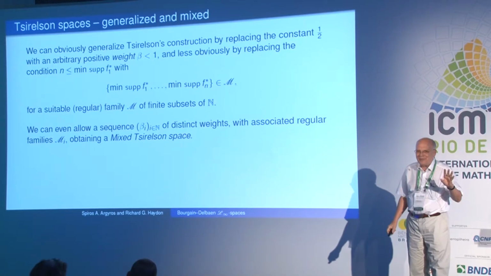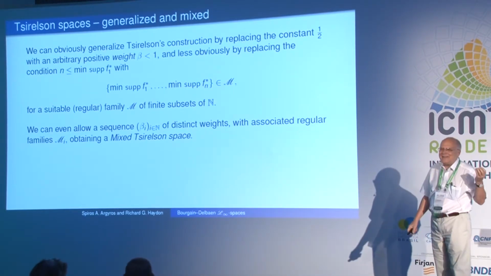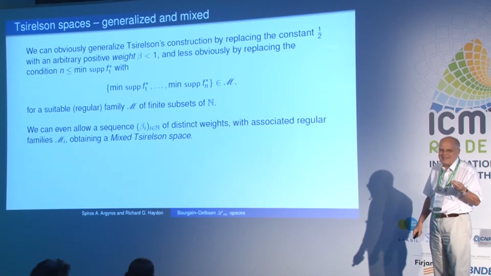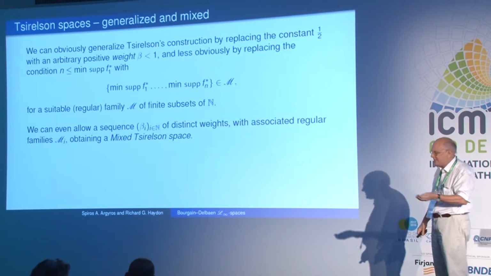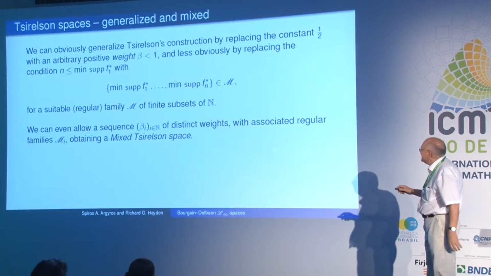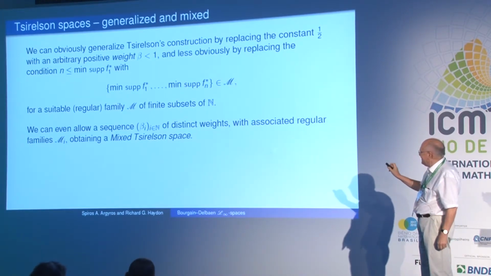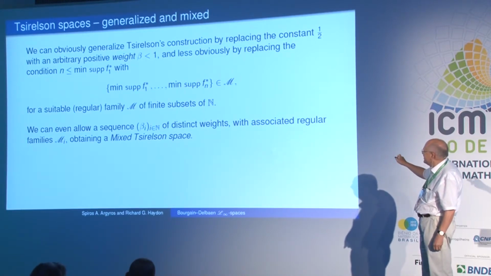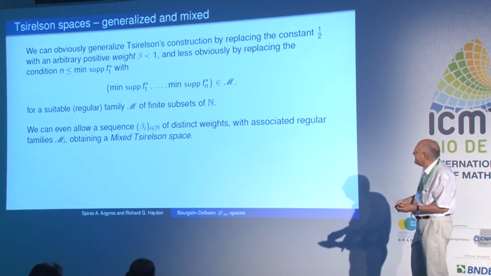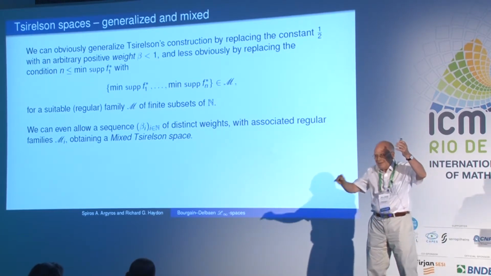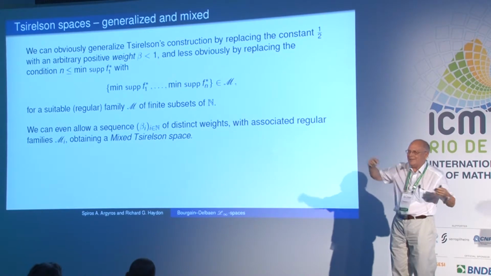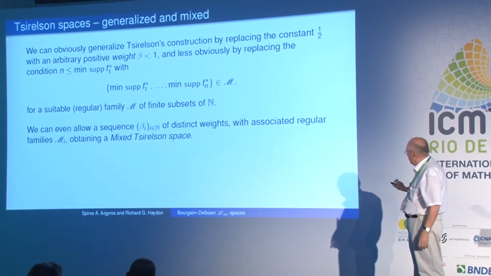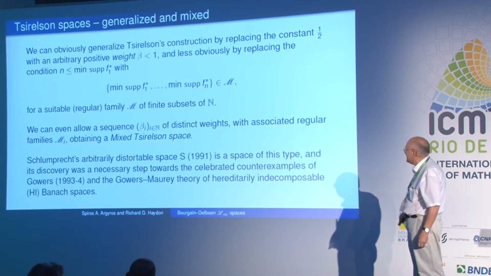The next stage was a real breakthrough, because at first sight it doesn't look as if this is going to be a terribly interesting thing to do, generalization for its own sake. What you can do is allow a sequence of distinct weights β_i with associated regular families m_i. Typically the β_i get small and the regular families get big. So there's a play-off here, and you get what is called a mixed Tsirelson space.